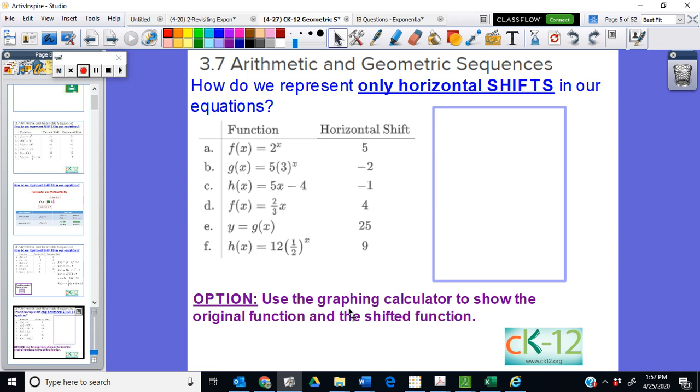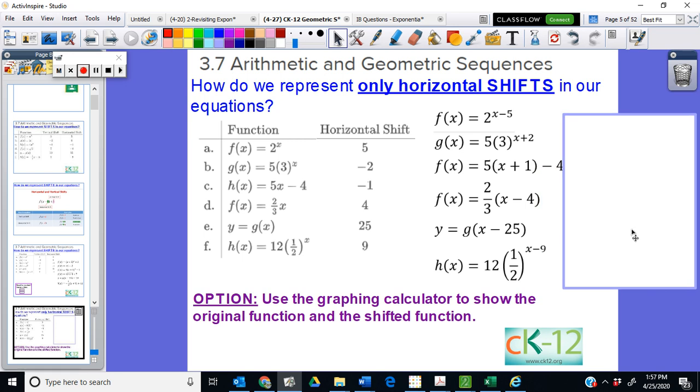Same with these. Again, feel free to go to the graphing calculator. These are the transformed functions. Feel free to pause the video and think about how those horizontal shifts are affected with the x value, all with the x term.